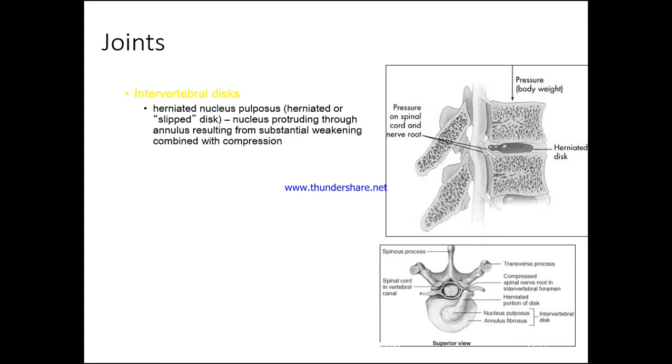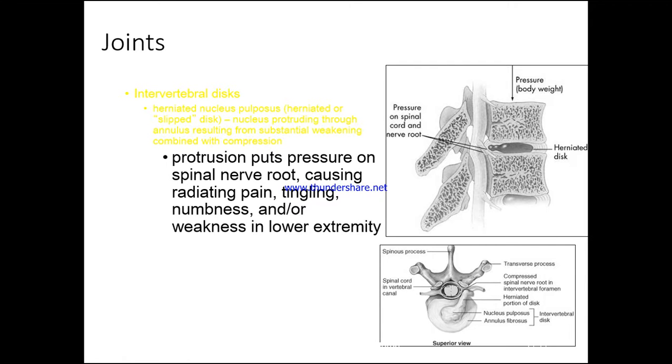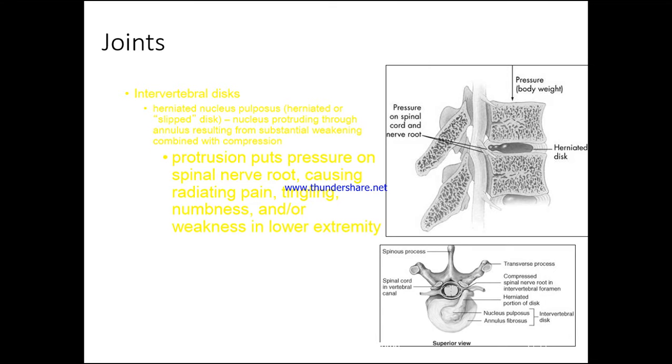So this is going to present. You may have somebody who has right-sided shooting pain or numbness or mechanical deficit, or it may be bilateral, suggesting that this herniation is compressing the entirety of the spinal cord itself. So it's important just to picture that in one's mind. So the protrusion puts pressure on the spinal nerve root, and then this causes, as I mentioned, things like radiating pain, tingling, numbness, or weakness in some of the lower extremities.